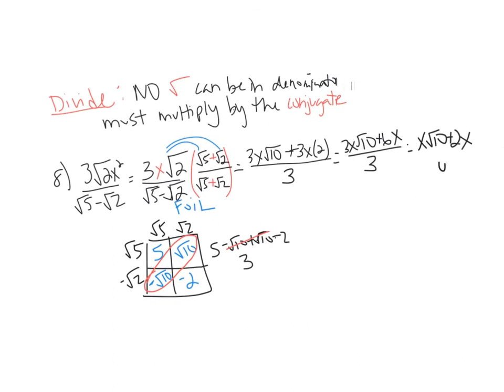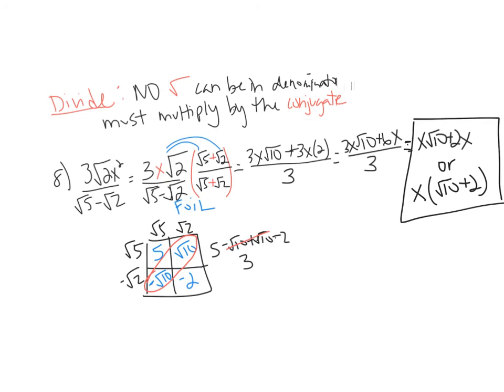You might also see this written a little differently. I could also pull out that x and write it as x times the parenthesis root 10 plus 2. Just know that these are equivalent. One's not wrong or right. They're both correct, you might just see it written in different ways. So that is dividing binomial expressions. You're not allowed to keep a square root in the denominator. So what do you have to do? You've got to multiply by the conjugate. Conjugate, fancy word for swap the sign.